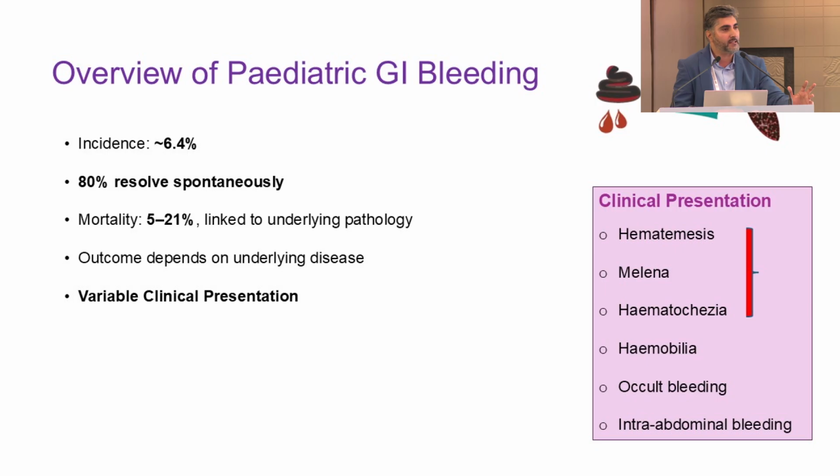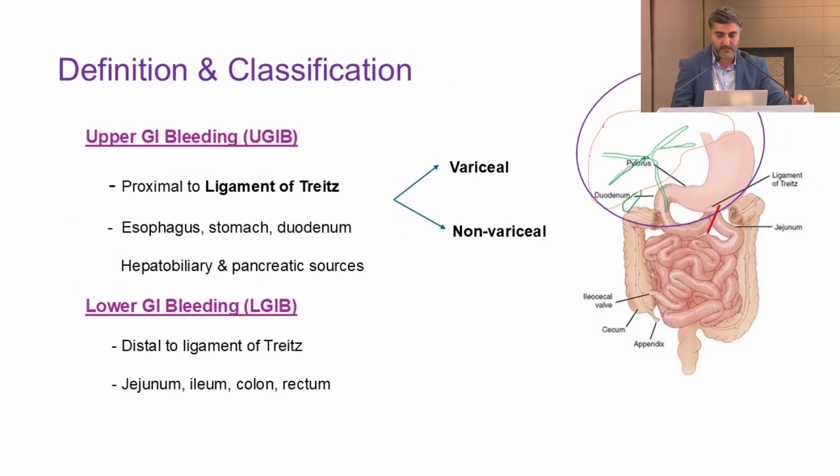The anatomical distinction remains as in adults, with the ligament of Treitz as the dividing line between upper GI bleed and lower GI bleed. Upper GI bleed can be variceal or non-variceal. In the non-variceal type, we're dealing with the celiac artery branches. In lower GI bleed, we're dealing with SMA and IMA branches, usually the ileocolonic and the colonic branches.